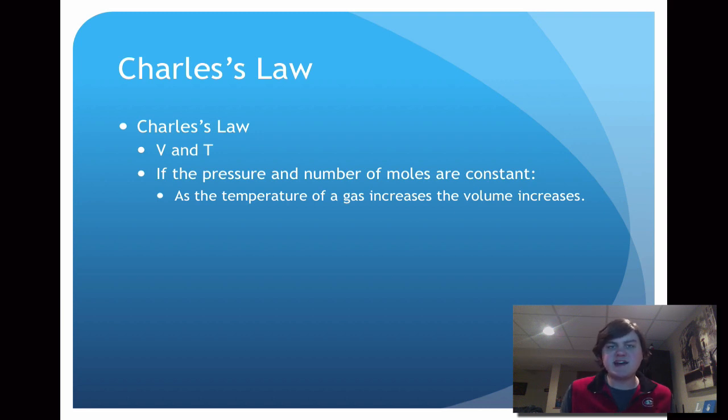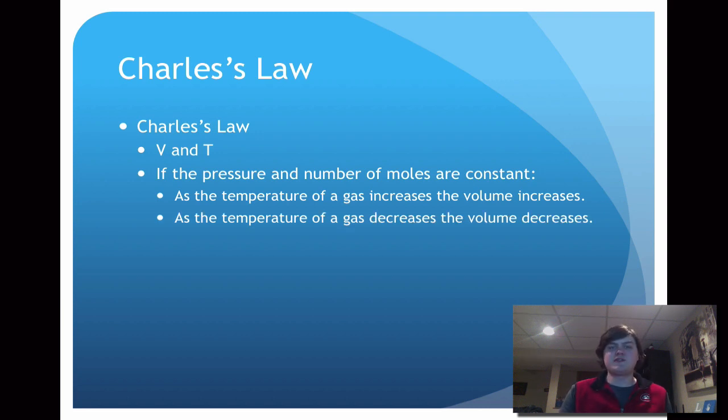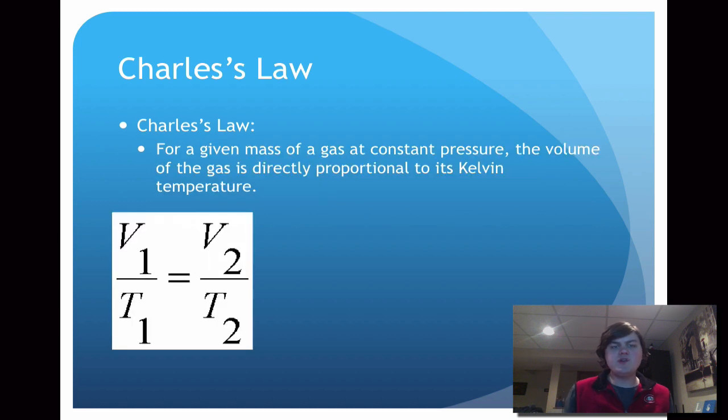As the temperature of a gas increases, the volume increases. Conversely, as the temperature of a gas decreases, the volume decreases. We'll use the formula for Charles's law to actually look at this, but if we read the word definition, it just states again that if pressure and the amount of a gas are constant, the volume of the gas is directly proportional to its Kelvin temperature. And it's very important to note that that is Kelvin temperature, not degrees Celsius.